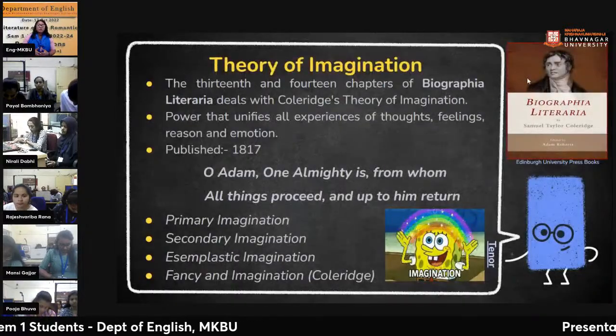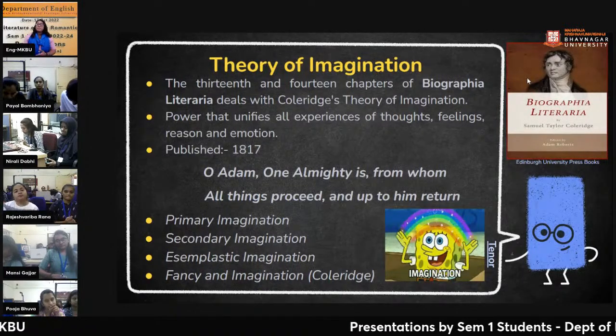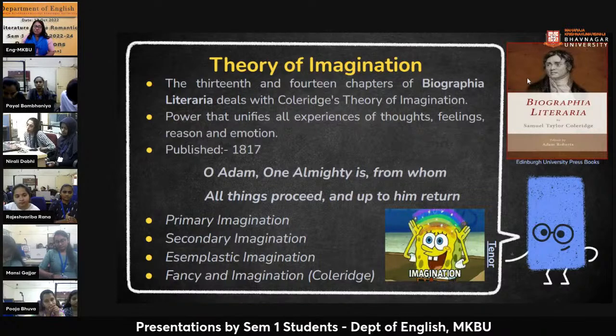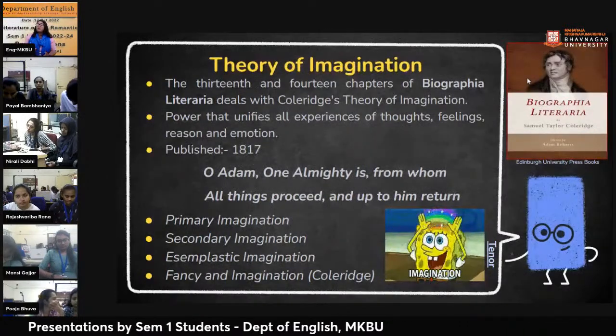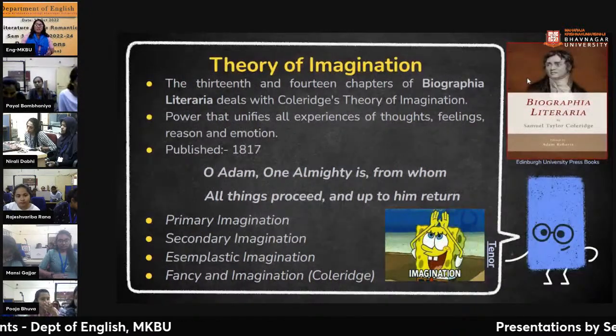Let's see what is the theory of imagination. So the 13th and 14th chapters of Biographia Literaria deal with Coleridge's theory of imagination. He defines imagination as the power that unifies all experience of thoughts, feelings, reason, and emotion.